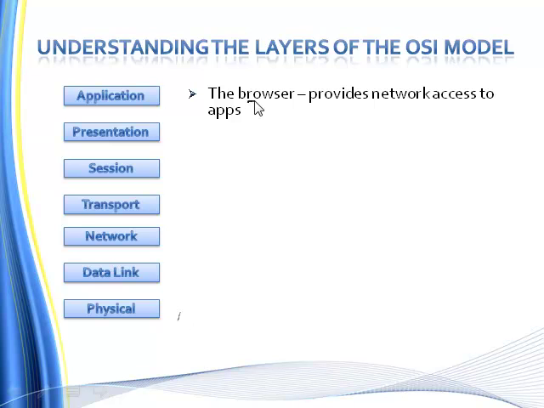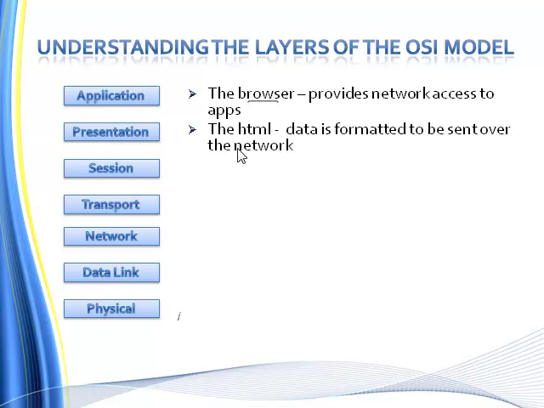The browser would be the application in this OSI reference model here. So if we break it down as we go out and want to browse over the internet, the next layer would be the presentation, and that would be the HTML. When browsers render a web page, they're rendering it using a markup language, and that is hypertext markup language, HTML. And this is data that's formatted to be sent over the network as we come down.